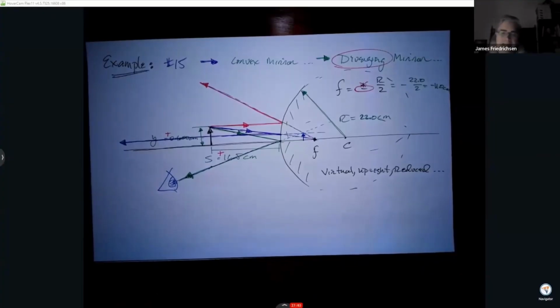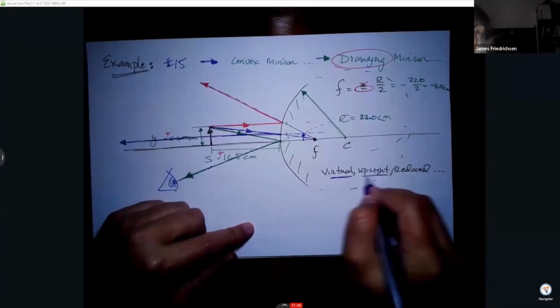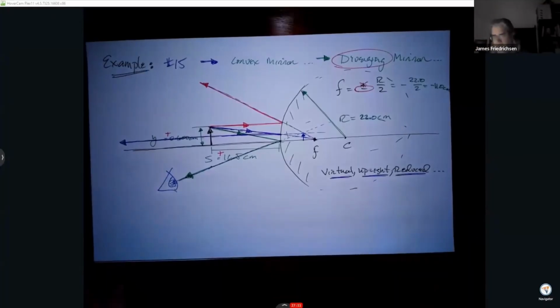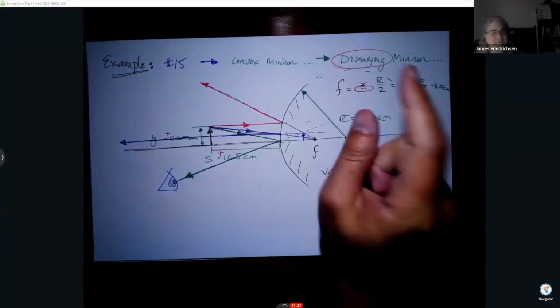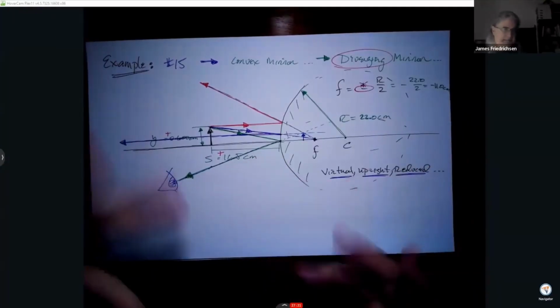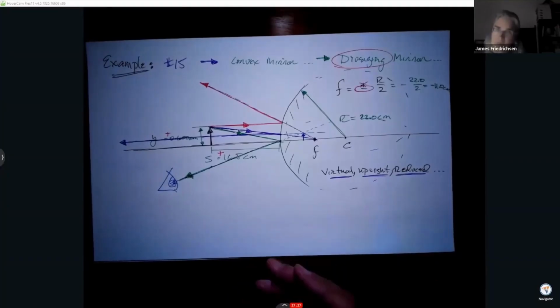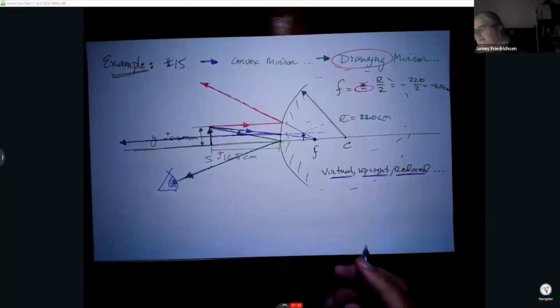So let's go in and let's calculate some things. Okay. We know that it is a virtual, upright, and reduced image. And technically we knew all of that once we knew it was diverging. But I like to draw the diagrams and just see the things come out, because for me, that's easier than just remembering that it's always this way. But it is always this way, as long as you have only one lens or mirror.